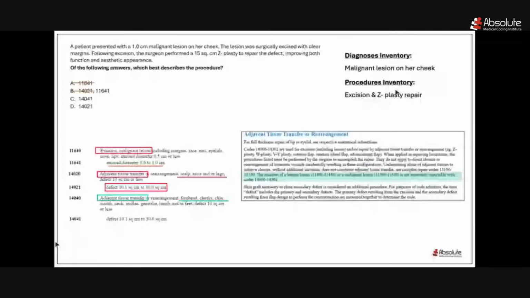The correct answer is going to be 14041. That would be for adjacent tissue transfer at forehead, cheeks, chin, mouth, neck, axilla, genitalia, hands, and feet. And the defect size would be 10.1 square centimeter to 30 square centimeter. So our defect size was 15 square centimeter. So that also covers in CPT code 14041. All right, so option C is the correct answer.